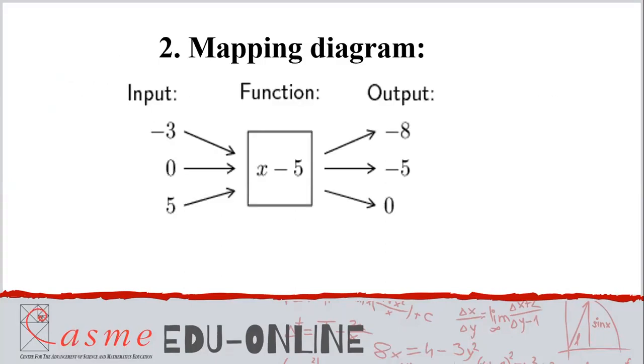Then mapping diagrams. In mapping diagrams, we have an input, and there's a box. Inside the box, this is where the function is taking place. Maybe you can say the food is cooked, then the output, which is now the product. So we also use the mapping diagram.